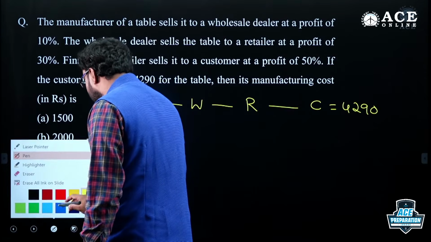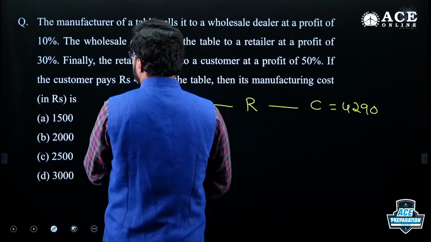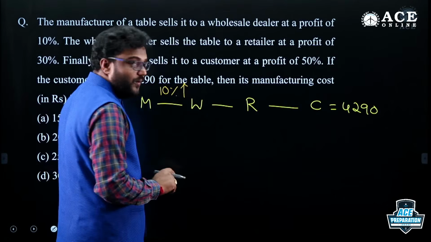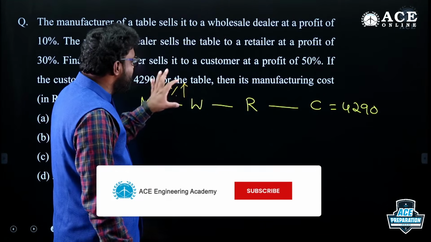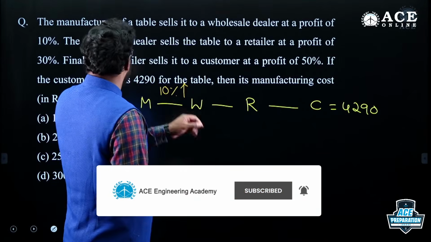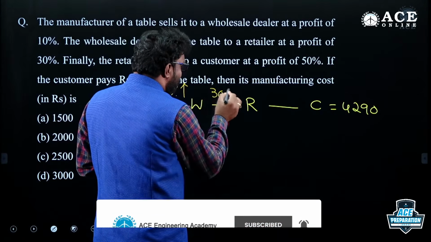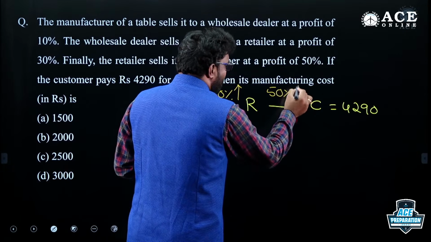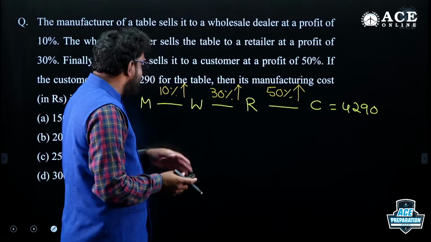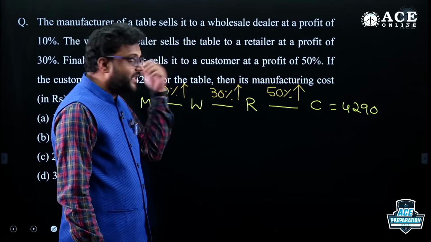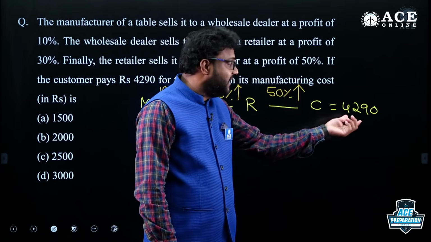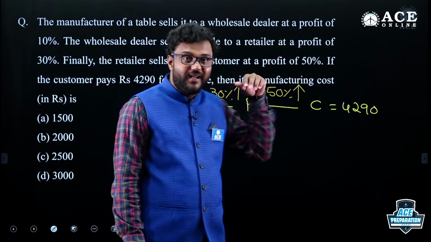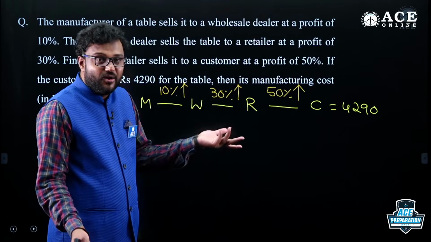Manufacturer is giving to wholesaler, okay, with certain profit. How much profit he is getting is 10% profit. 10% profit means with 10% increase. Originally, what is the cost? With 10% profit, he is selling to wholesaler. Wholesaler is selling to retailer with 30% profit, whereas retailer is selling to customer with 50% profit. Profit means like increase. This is also, you have some principle. First year 10% interest, second year 30% interest, third year 50% interest. After 3 years, you are paying 4,290 as the amount. The amount becomes 4,290. What is the principle?